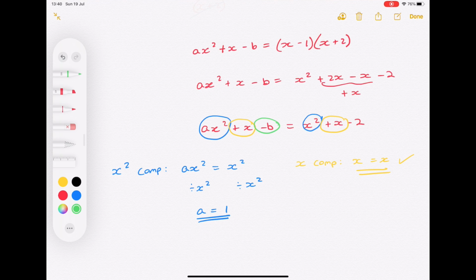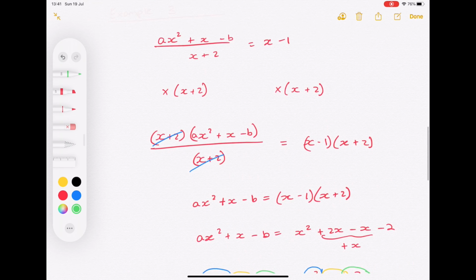And then lastly, the constants. Minus b must be equal to minus 2. And if we multiply both sides by minus 1, we find that b must be equal to 2. And then we have it. We have found a and b.